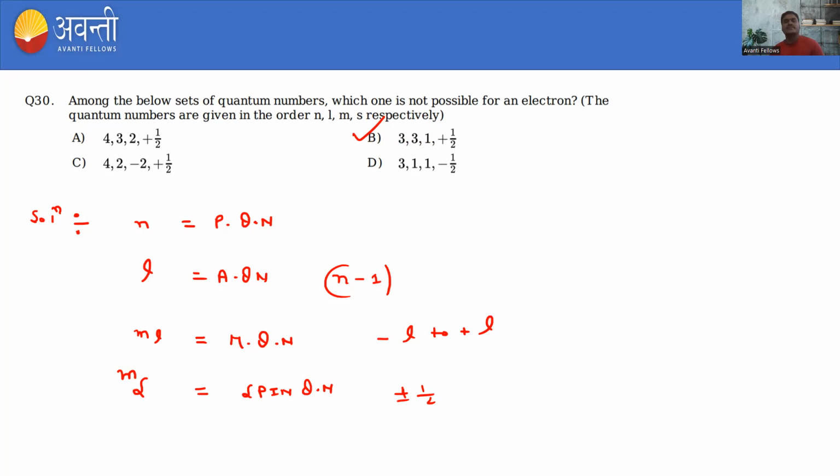And in this question, you have to identify the set of quantum numbers which is not possible. So which set is not possible? That is B. Okay, so set B is not possible. I hope this is clear. Chalo.